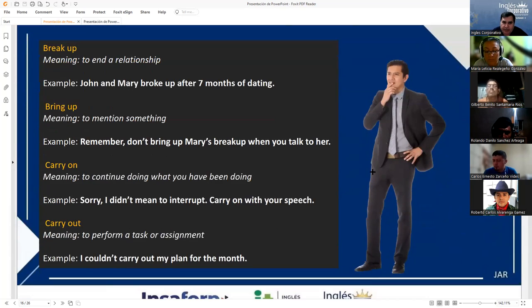Let's see, these are some examples. Break up, meaning to end a relationship. Example, John and Mary broke up after 7 months dating. Bring up, meaning to mention something. If you don't want to talk about that topic, why did you bring it up? Why did you mention it? Remember, don't bring up Mary's breakup when you talk to her. That will make her feel sad.